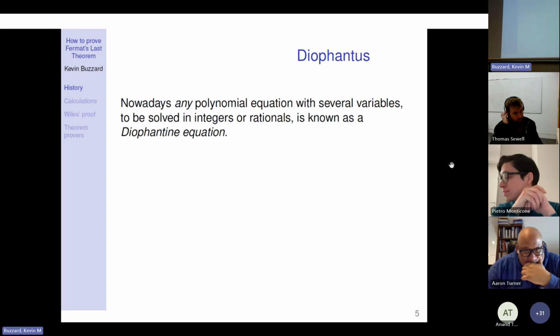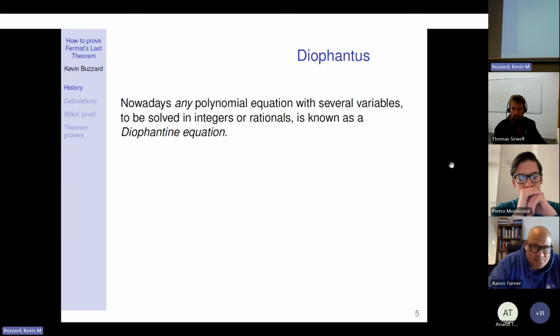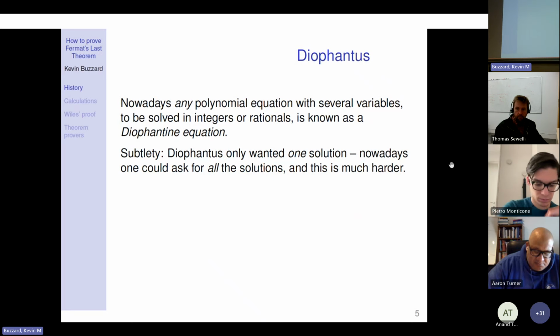So he wrote 13 volumes of this stuff, 10 of which have survived. Nowadays, any polynomial equation in one or more variables that you have to solve in integers or rationals is known as a Diophantine equation. Obviously, you can solve it in the reals, but if you allow square roots of things, it's much easier. So solving it in the rationals is hard. And this is a Diophantine equation.